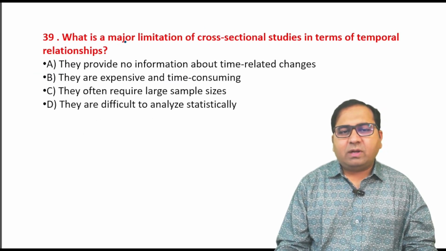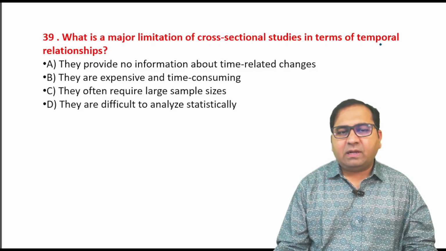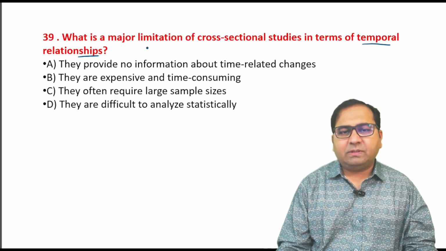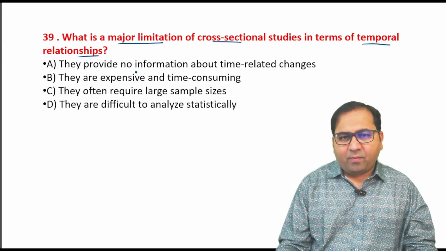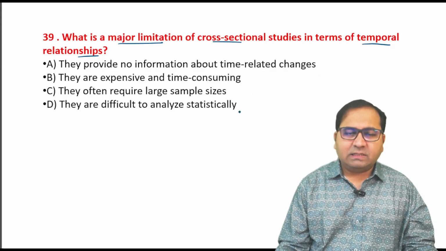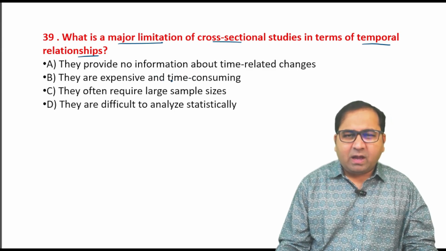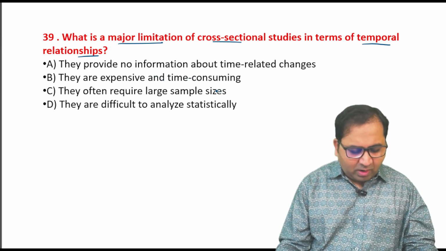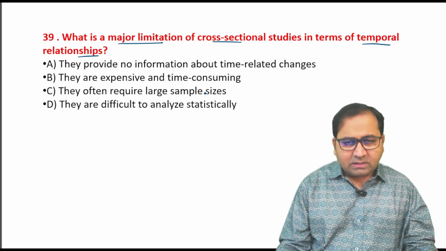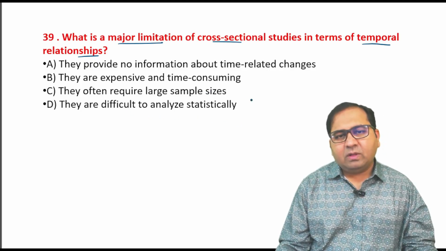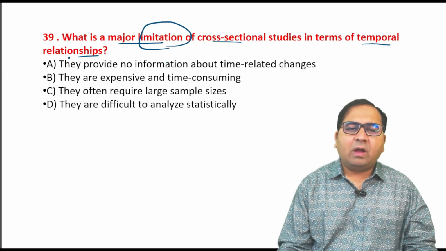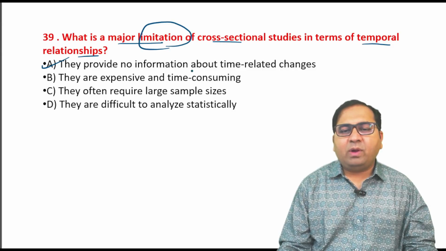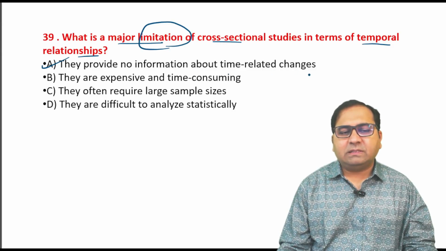Next question. What is the major limitation of cross-sectional study in terms of temporal relationships? The options are A. They provide no information about time-related changes, or B. They are expensive and time-consuming, or C. They often require large sample size, or D. They are difficult to analyze statistically. So what is the major problem? The limitation is option A, that is, they provide no information about time-related changes.